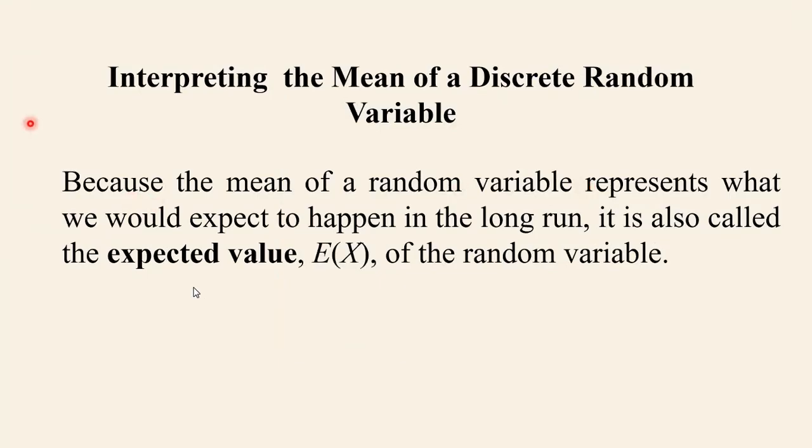Right. So now here, actually, what is the meaning? The mean of a random variable represents what we would expect to happen in the long run. That is, in the future, what we would expect to happen. That's why it is called the expected value of the random variable. Right?